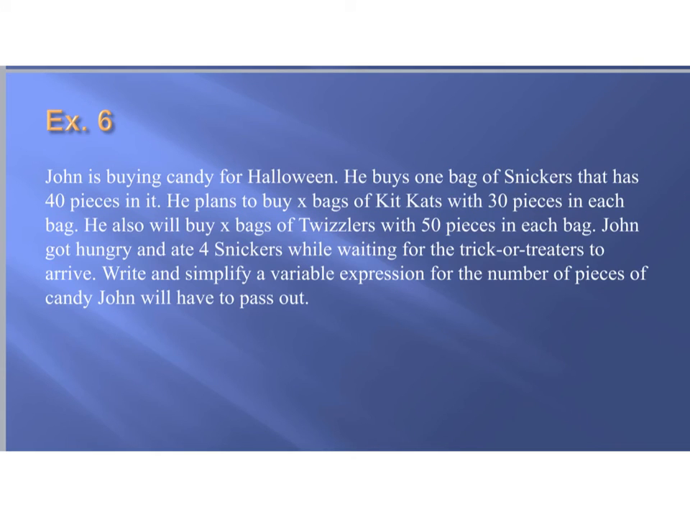And our final example for today says, John is buying candy for Halloween. He buys 1 bag of Snickers that has 40 pieces in it. He plans to buy x bags of Kit Kats with 30 pieces in each bag. He'll also buy x bags of Twizzlers with 50 pieces. John gets hungry and ate 4 Snickers while waiting for the trick-or-treaters to arrive. Write and simplify a variable expression for the number of pieces of candy John will have to pass out.